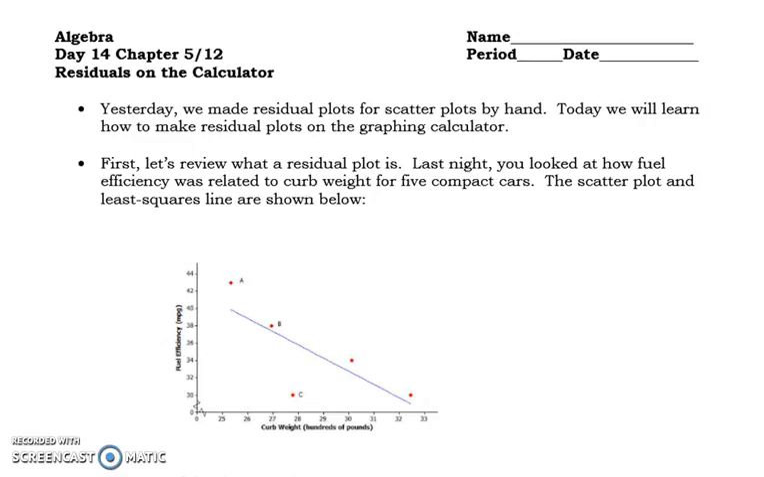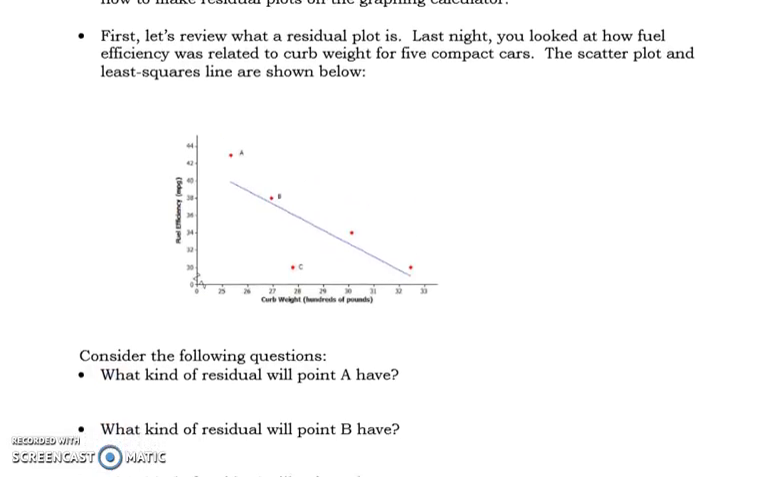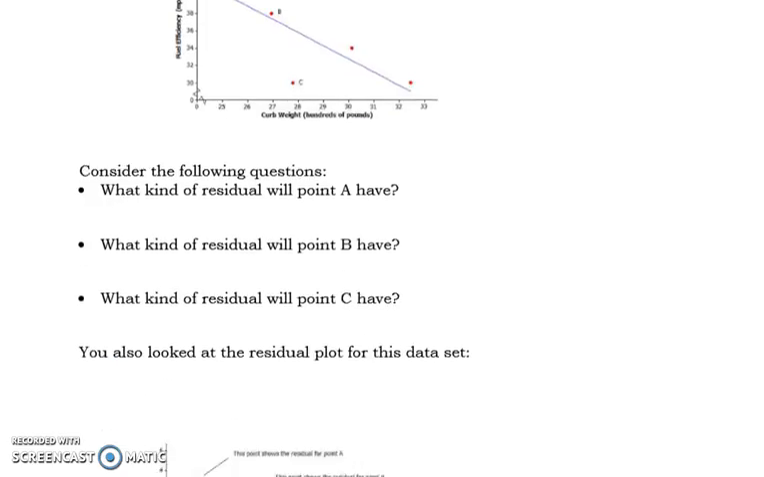So first let's review what a residual plot is. Last night we looked at the fuel efficiency of cars and how it's related to the curb weight for 5 different cars. The scatter plot and least squares line are shown below. And remember, the least squares line is just your line of best fit. So this is the scatter plot of curb weight and fuel efficiency, and the line of best fit, or the least squares line, drawn in. And now we're going to answer the following questions.